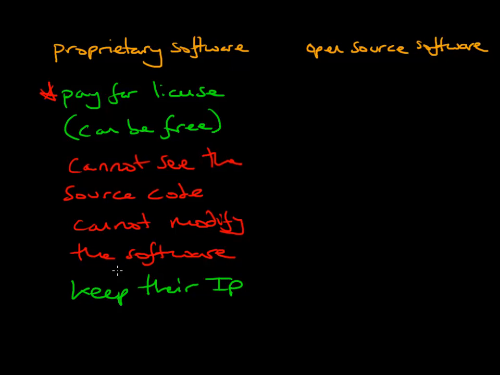The other type of software, or software model should I say, is called open source software. And this is almost the exact opposite of proprietary software. So the license for open source software is free. And the license to distribute is free, so you can share the software.